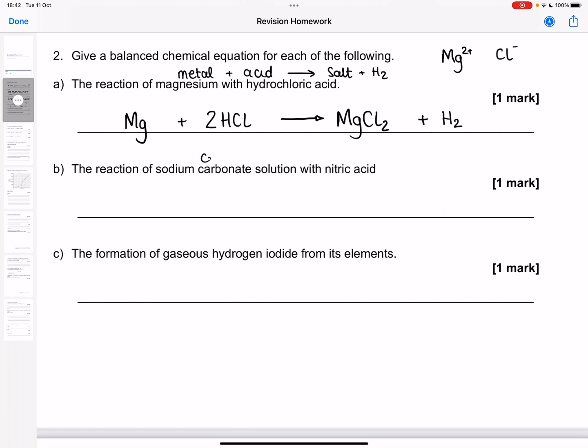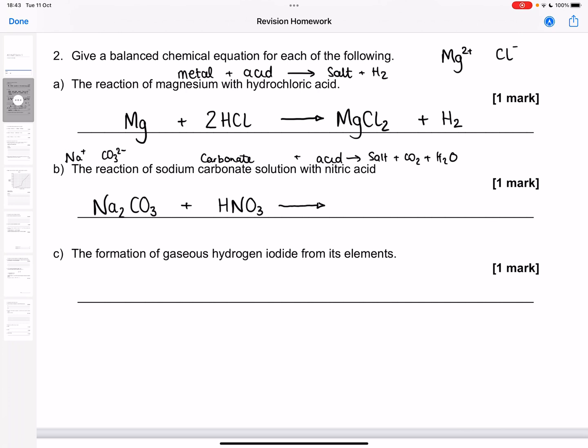Our next one is sodium carbonate plus nitric acid. So carbonate plus acid is salt plus carbon dioxide plus water. So sodium carbonate. Remembering that sodium's in group 1 of the periodic table, so forms 1 plus ions, and that the carbonate ion is a 2 minus. So we have to come up with our formula, sodium carbonate, Na2CO3, and nitric acid. You have to remember the formula of nitric acid, hydrogen ion and a nitrate ion in nitric acid.